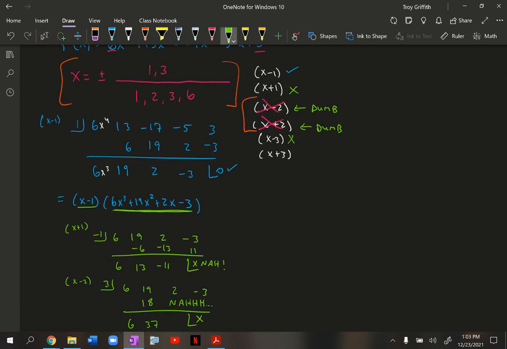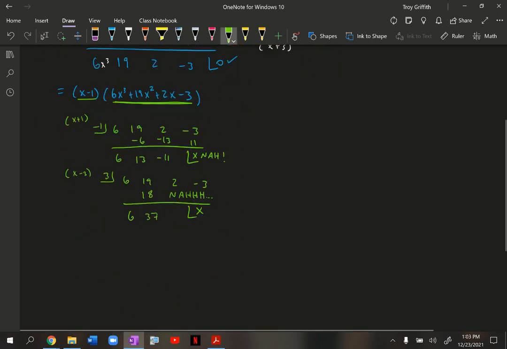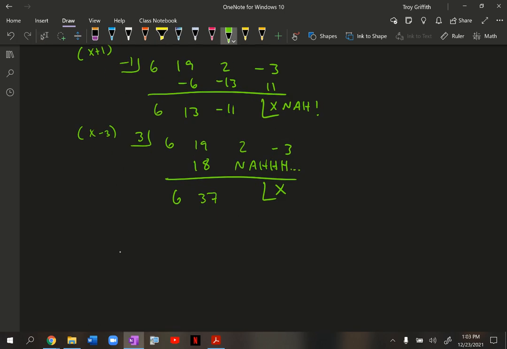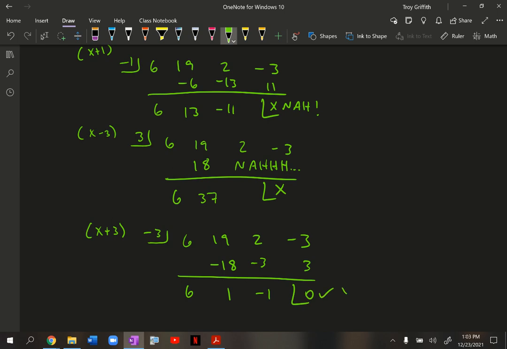Hopefully x plus 3 works, because if not, we're going to have to venture into the land of testing fractions. Hopefully we won't get to that, but let's give it a shot. So that would be a negative 3 in the box. 6, 19, 2, and negative 3. Okay, 6, negative 18, 1. So we're keeping the numbers a little smaller here. That looks good. Negative 3, that would be a negative 1. And negative times negative gives me a positive. And yeah, I do get one that works right here.